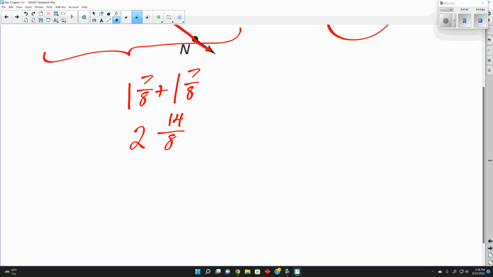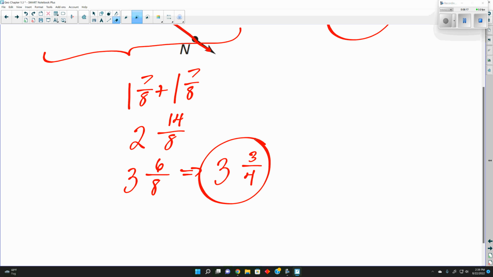So we can pull 8 out once, which will turn the 2 into a 3. 14 minus 8 is? Yes? It is 6. So we have 3 and 6/8. Now will 6/8 reduce? So 3 and 3/4. And that'd be the final answer.